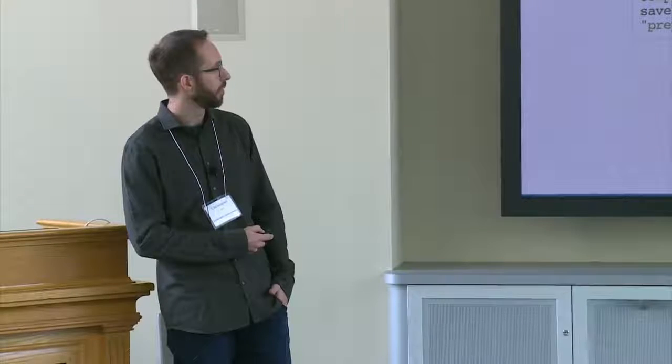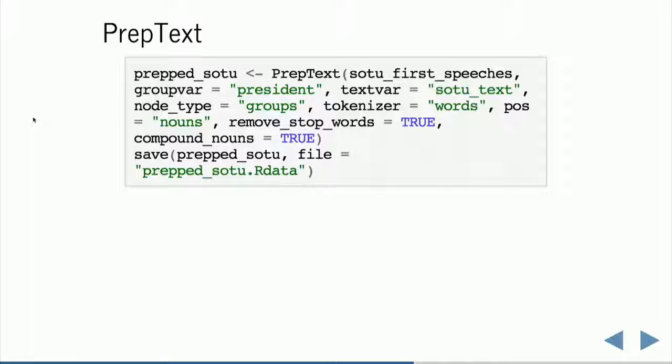Okay, so this prep text function is going to read in a data frame that has a text variable in it. We have to specify the text variable. Here it's called so2text. That's a variable in this data frame. Then remember we can either do a word-to-word projection or an author-to-author projection. Here we're going to create a projection of the presidents to each other. So the presidents are going to be linked in our network based on how many similar words they use.